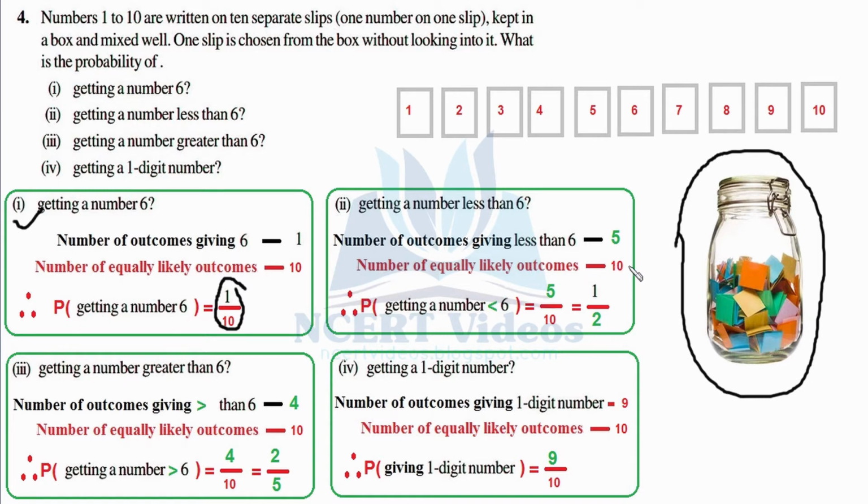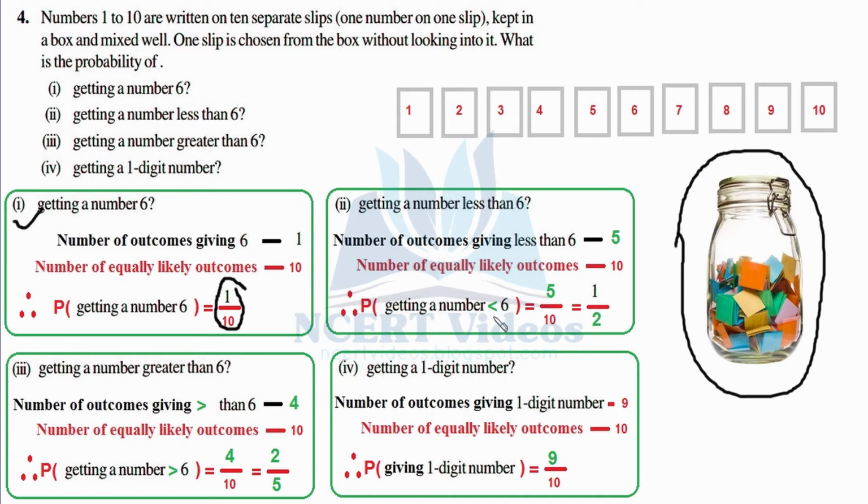We need not explain again and again. In mathematics, we write this, the representation of the therefore sign. Probability of what? We write inside brackets the event we are talking about: getting a number less than 6. So always try to write the mathematical way, rather than writing statements in the answer part.